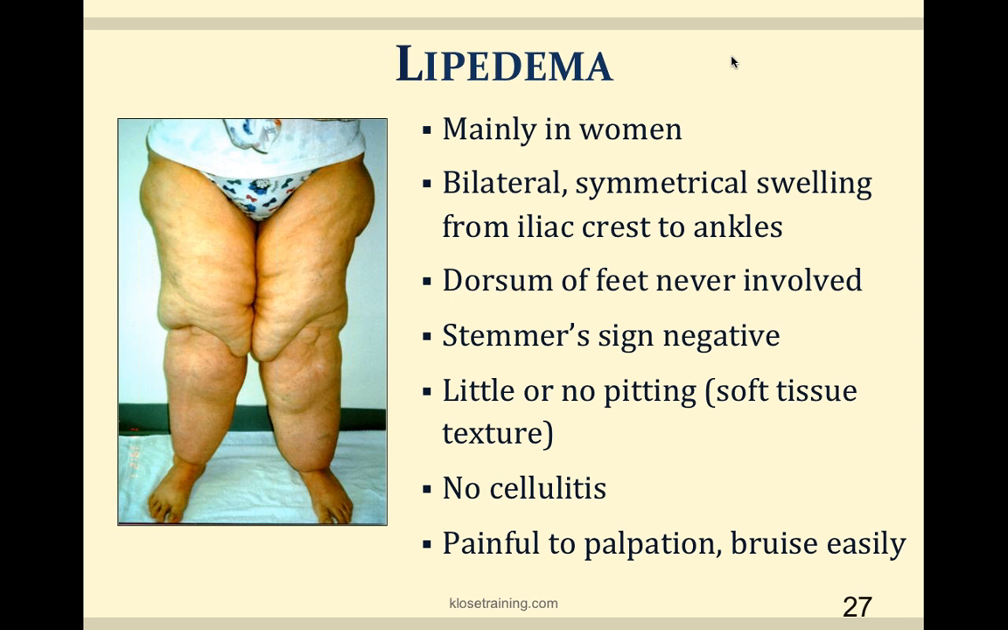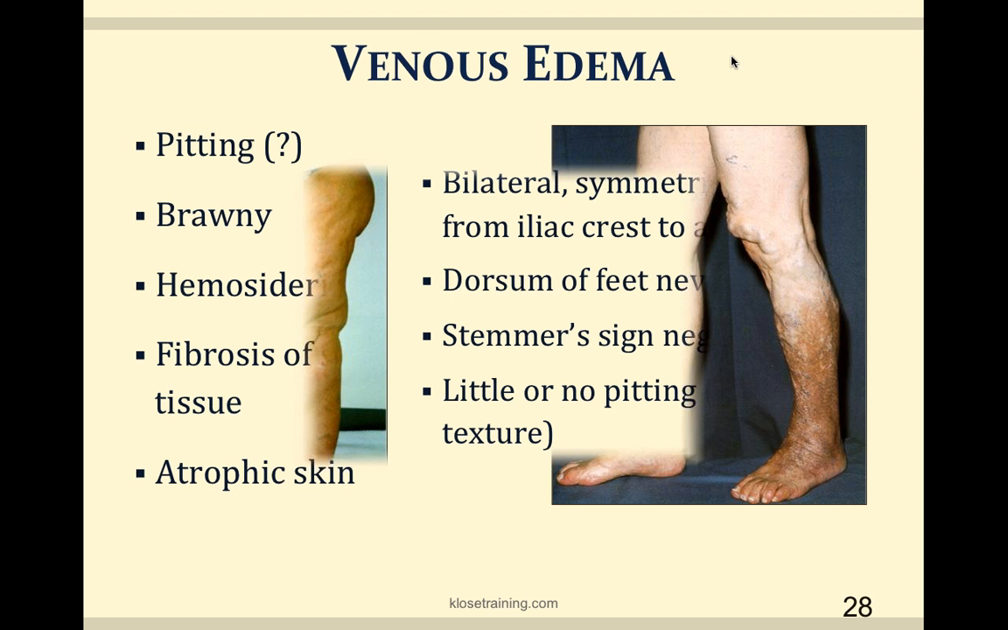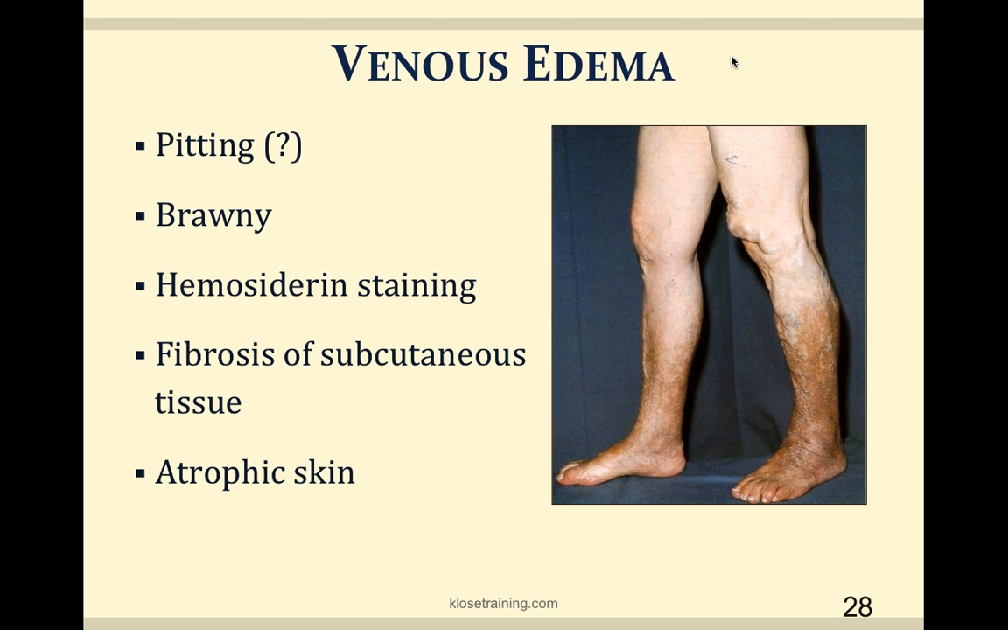So you're going to see bilateral symmetrical swelling from the iliac crest to the ankles, and usually the feet are not involved in this. Stemmer's sign, which is the sign where you pick up the tissue on the second toe, is negative, meaning you can pick the tissue up. There's little or no pitting in this, and you don't often see cellulitis. What you usually see is that they're very sensitive or painful to palpation, and they can bruise easily.